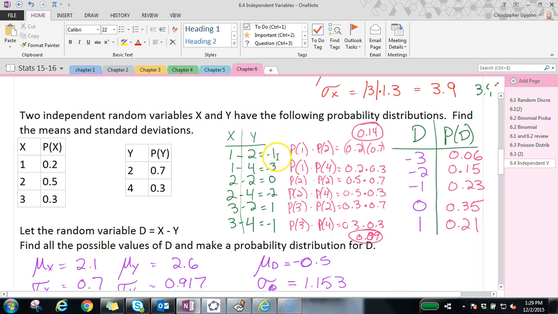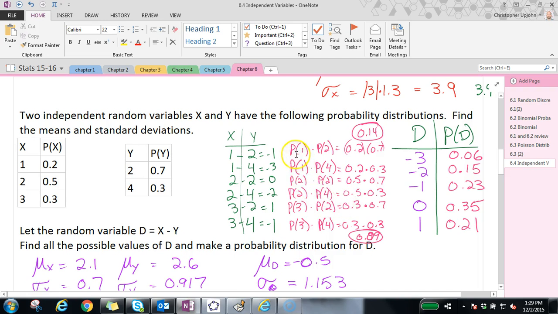Well, the way that we got a negative 3 is that we got a 1 from the x and a 4 from the y. So it's the probability of 1 times the probability of 4, because it's an and problem. So we multiply those. 0.2 times 0.3 is 0.06. And so we multiply each combination, 2 and 2, there's the probability of 2 and the probability of 2. 2 and 4, probability of 2 and probability of 4.